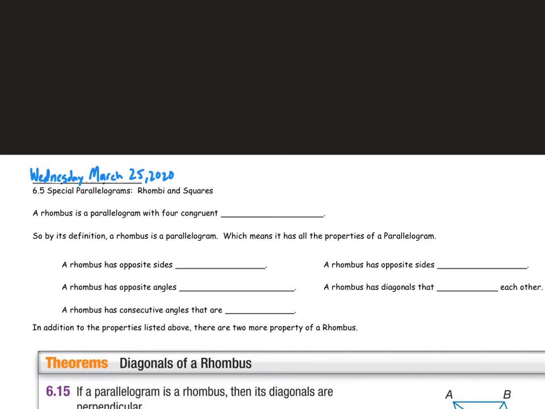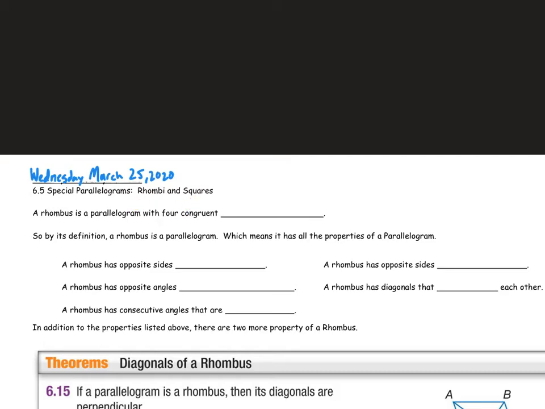Welcome to Wednesday, March 25th, 2020 notes. We're talking about 6.5, special parallelograms. Yesterday we talked about rectangles. Today we're going to discuss rhombi and squares.